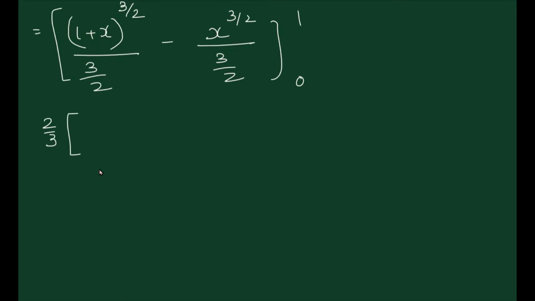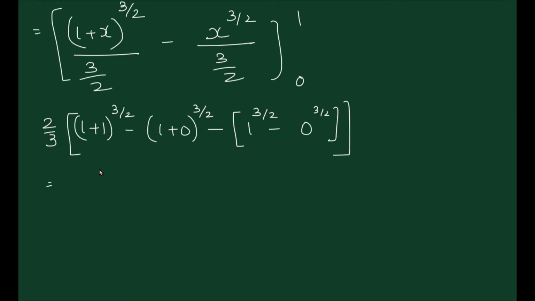Now we apply the upper limit of integration. So 1 plus x is written as 1 plus 1 raised to 3 by 2, minus 1 plus 0 raised to 3 by 2, as I told you, upper limit minus lower limit. Minus the second term, which is 1 raised to 3 by 2 minus 0 raised to 3 by 2. Thus we get 2 upon 3 times (2 raised to 3 by 2 minus 1 raised to 3 by 2), since 1 plus 1 gives 2. 1 raised to any positive power is 1. Opening the second bracket, we get minus 1 raised to 3 by 2, which is again 1.